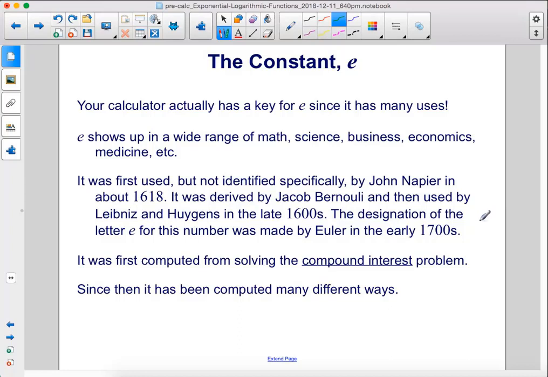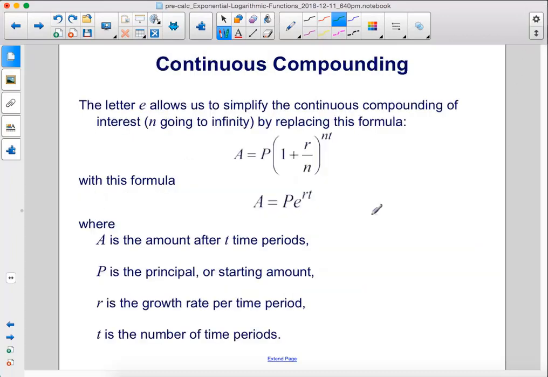The designation of the letter e for this number was made by Euler in the early 1700s. It was first computed from solving the compound interest problem. Since then, it has been computed many different ways. The letter e allows us to simplify the continuous compounding of interest, n going to infinity, by replacing this formula with this formula. A equals P times e to the rt power.